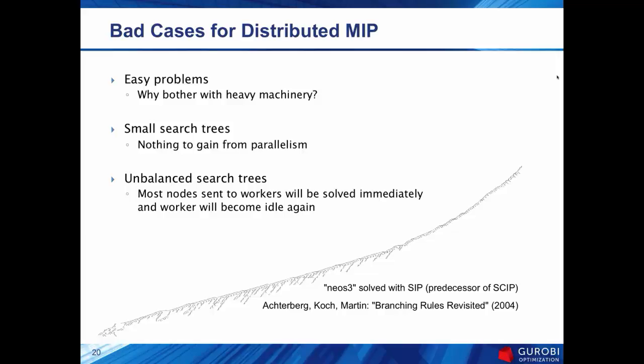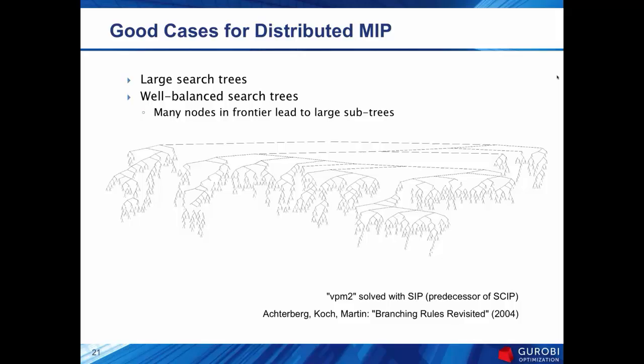You don't get much of a benefit from distributed MIP in that case. So what do the cases look like when you get a lot of benefit from distributed MIP? They have two properties. One, the search tree is relatively large, and the search tree is also well balanced. So there are many nodes in the frontier that lead to large subtrees. And you can see that in this picture. If you break up the tree, you've got lots of large subtrees, and each of those subtrees can be solved very nicely and very effectively by a separate computer.